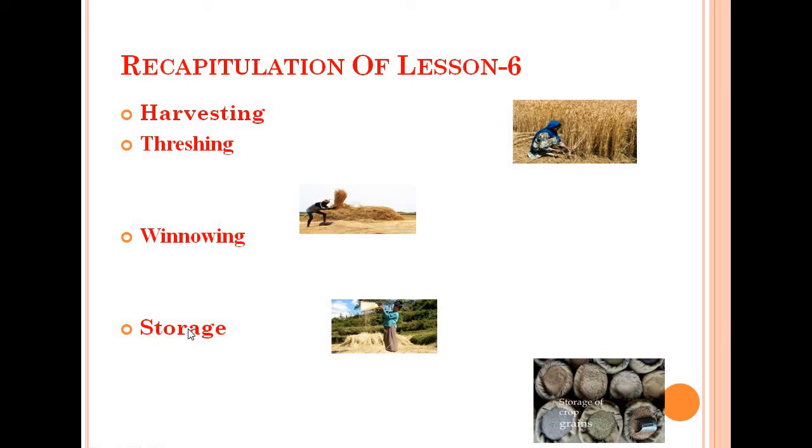The third one is storage, which we also studied. After harvesting the crops, after they have been threshed and winnowed, they need to be stored, and there are several conditions on the basis of which they should be stored. The place where they are going to be stored must be dry. They should be free of rodents and insects. So these several conditions must be kept in mind before storing the grains in the storage room.